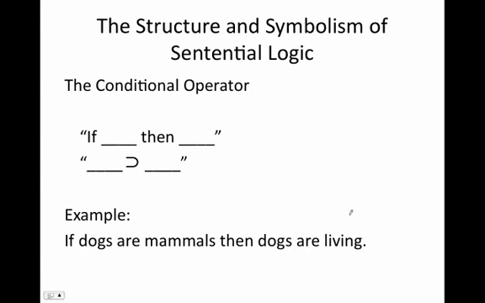Question then: which is the antecedent and which is the consequent in this example right here? If dogs are mammals, then dogs are living. Is 1 the antecedent or is 1 the consequent? 1 is the antecedent. Is 2 then also an antecedent or is it a consequent? It's a consequent. If antecedent, then consequent. If dogs are mammals, then dogs are living. Okay.